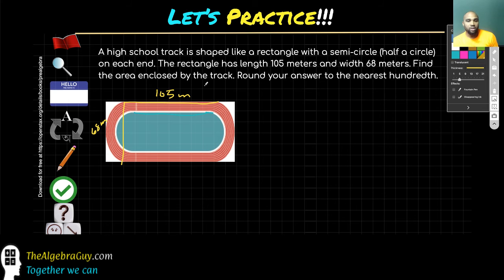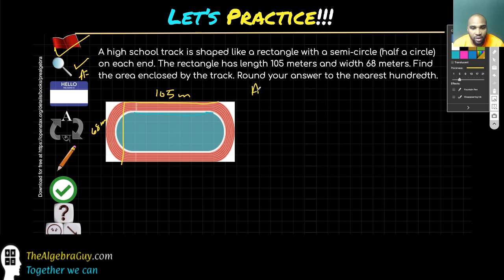What we want to know is the area enclosed by the track. So the area just of this track is going to be what? Well, how will we figure that out? Let's sketch up something. We read the problem. We want to know the area of the track. So we're looking for A, the area of our track.